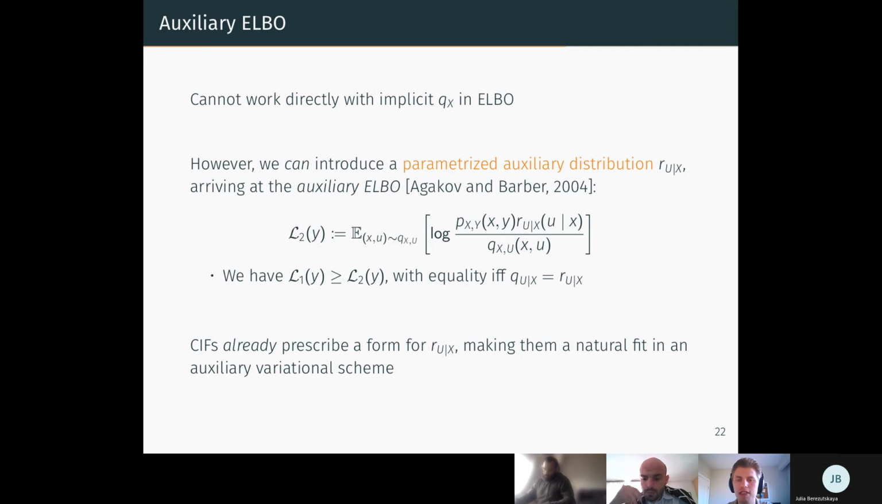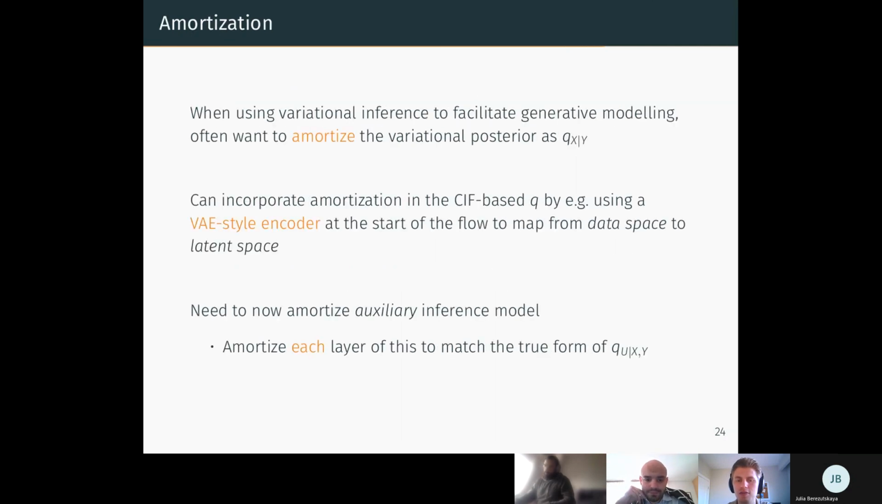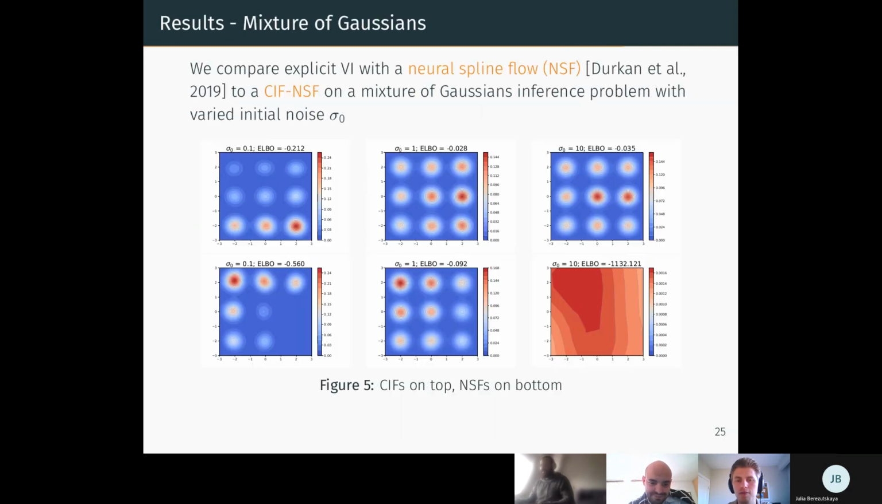Anyway, I should probably at least show the results of the experiments before I leave. This is a toy example of a mixture of Gaussians. At the top we have CIF extensions of neural spline flows, and at the bottom we have neural spline flows. In the low noise regime, neural spline flows, NSF, doesn't cover all the modes. In the normal noise regime, it works well. This noise is the starting noise of the flow. It does well, but not as well as CIF.